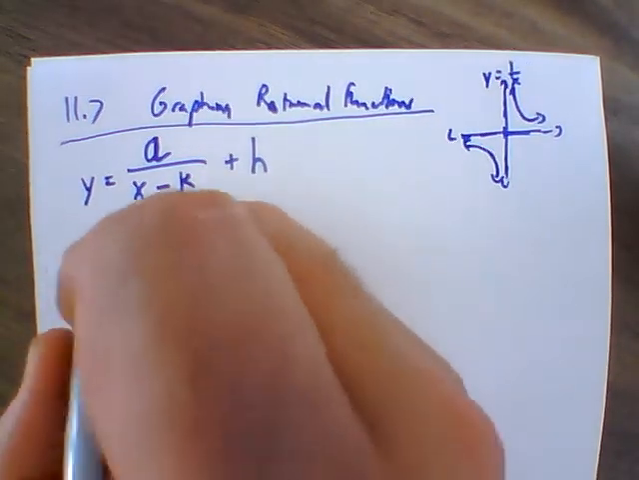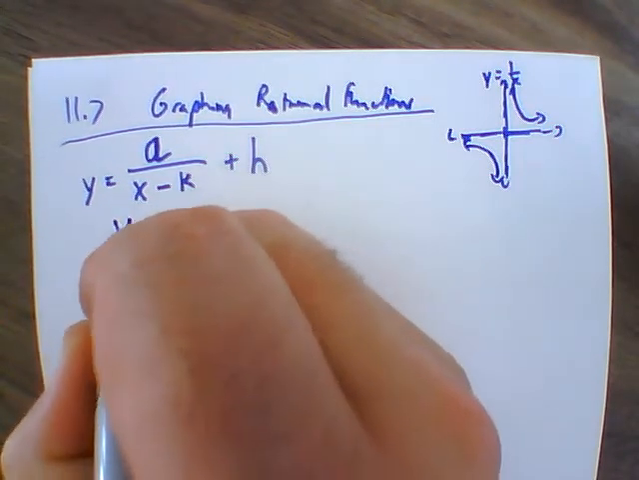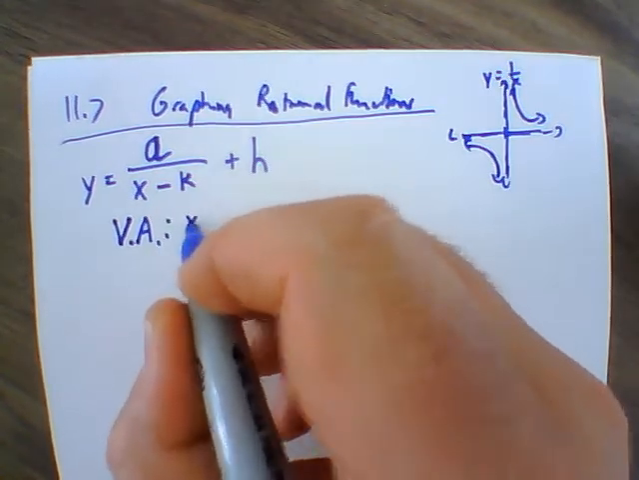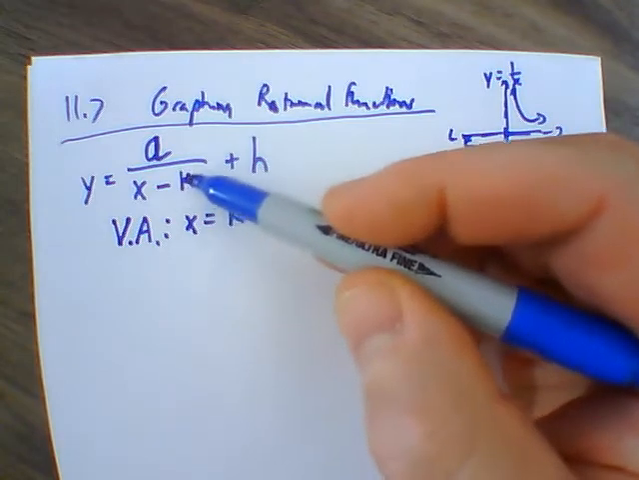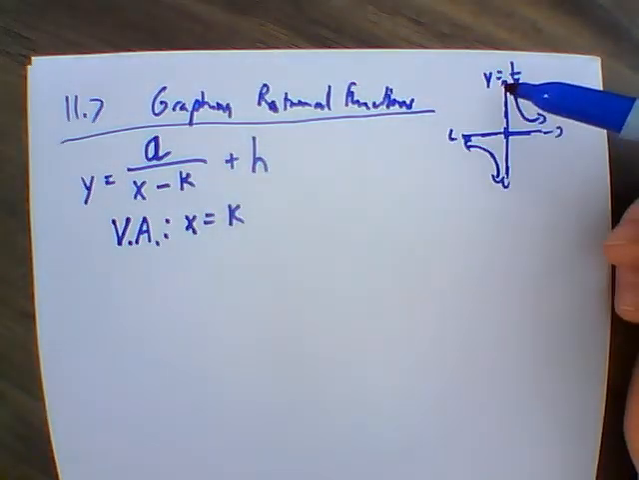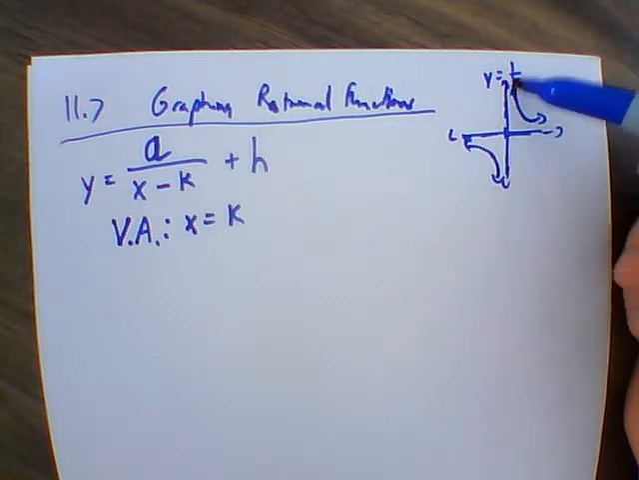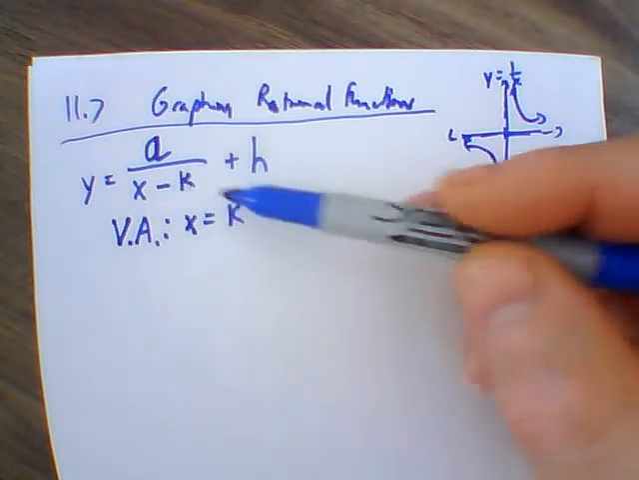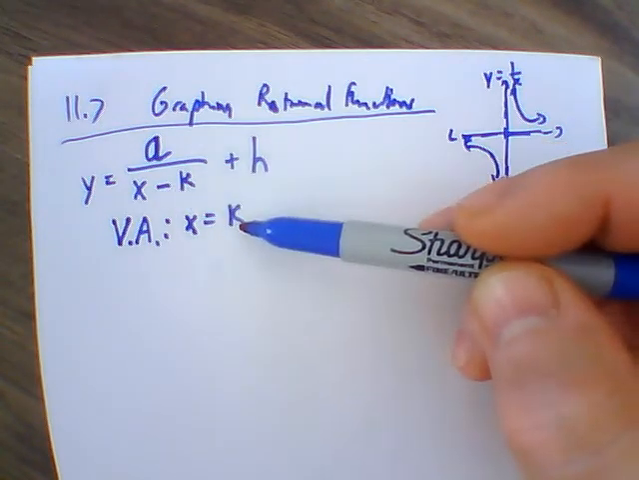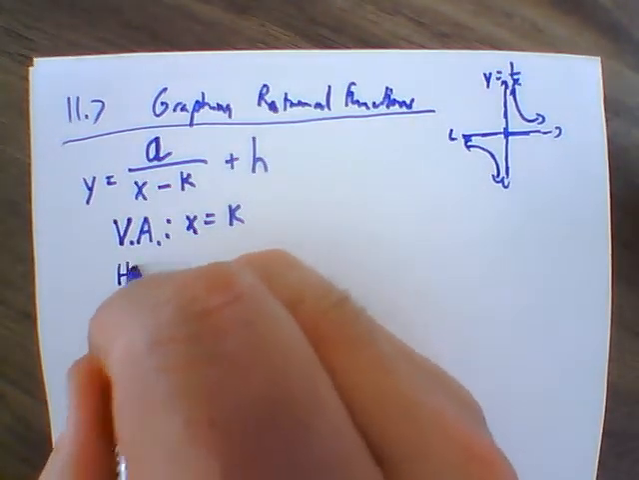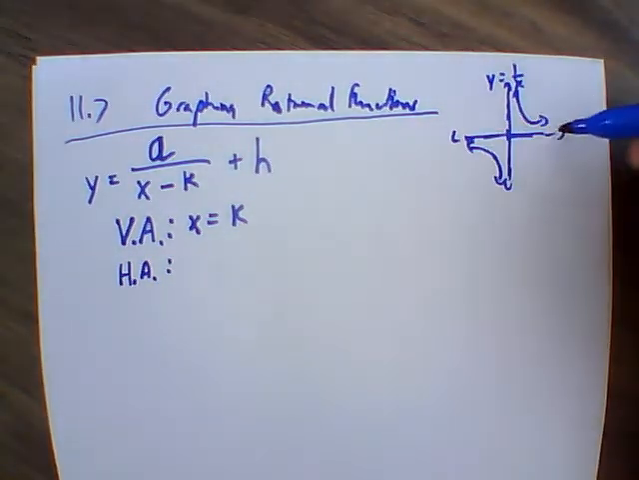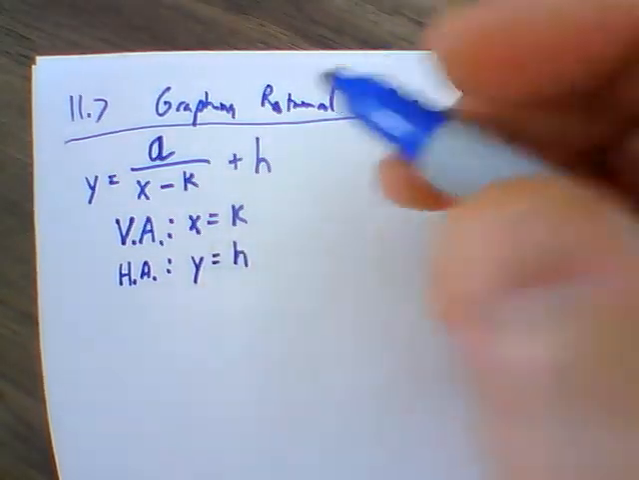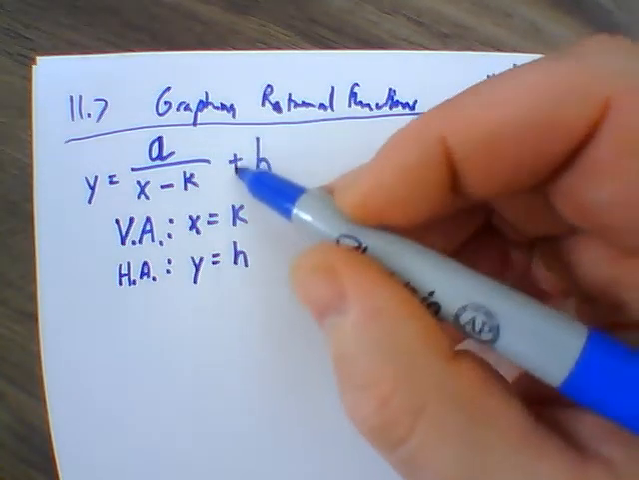So what we find out is that our vertical asymptote is x equals k. This vertical asymptote, the dotted line going up and down that we can't cross, is the opposite of this k value. So if this is a minus 2, it's a positive 2 here. If this is a positive 2, it's a minus 2. Our horizontal asymptote is going to be y equals h, so it follows the translation of whatever this value is.